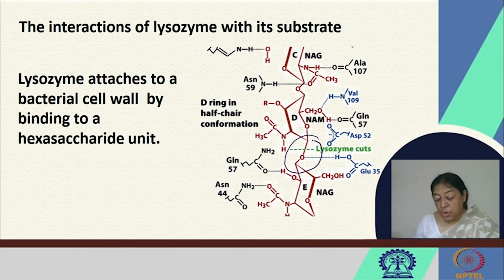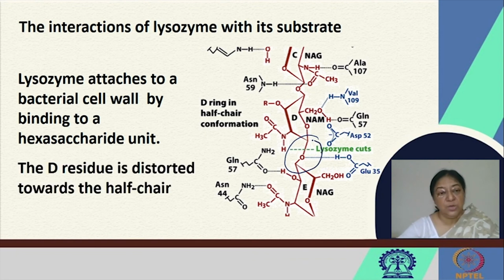So this means that there is a specific recognition, as we will see, by 2 acidic residues, aspartic acid and glutamic acid. The D residue, where the cleavage will start, is this residue. So we have the C, D and the E linkages. These are the hexasaccharide units, and it breaks it between the D and the E units.